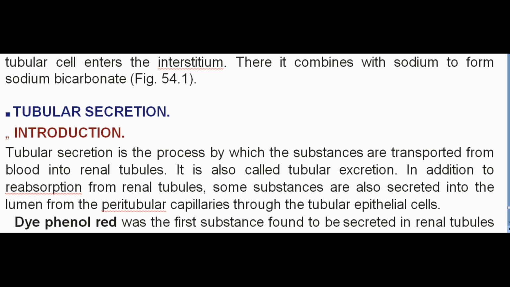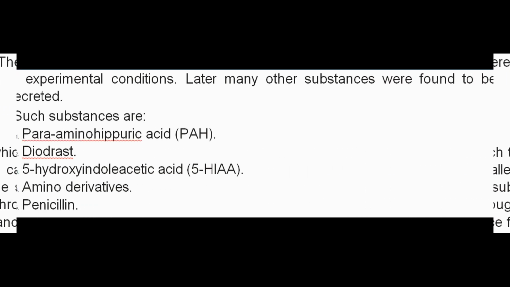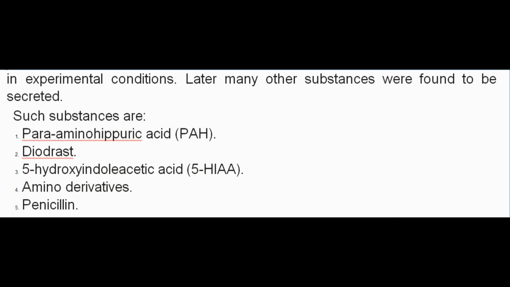Tubular secretion. Introduction. Tubular secretion is the process by which the substances are transported from blood into renal tubules. It is also called tubular excretion. In addition to reabsorption from renal tubules, some substances are also secreted into the lumen from the peritubular capillaries through the tubular epithelial cells. Diphenol red was the first substance found to be secreted in renal tubules in experimental conditions. Later many other substances were found to be secreted.